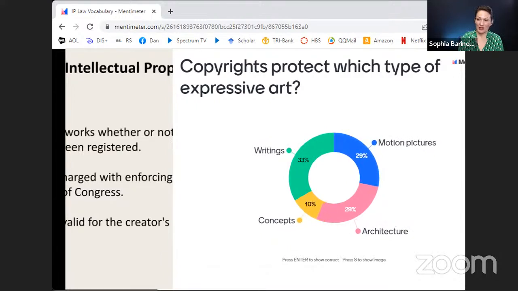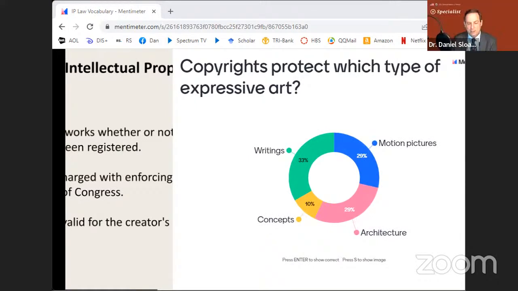Oh, we can have several options. Yes, you can choose all that apply. Choose all that apply.